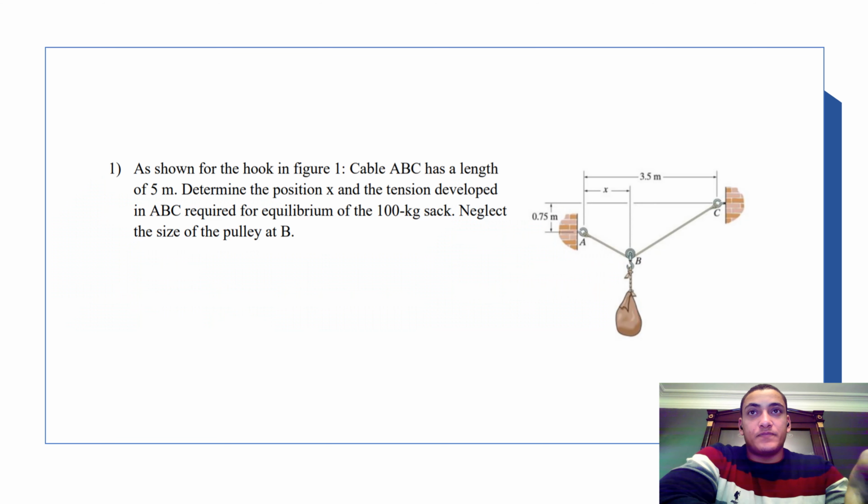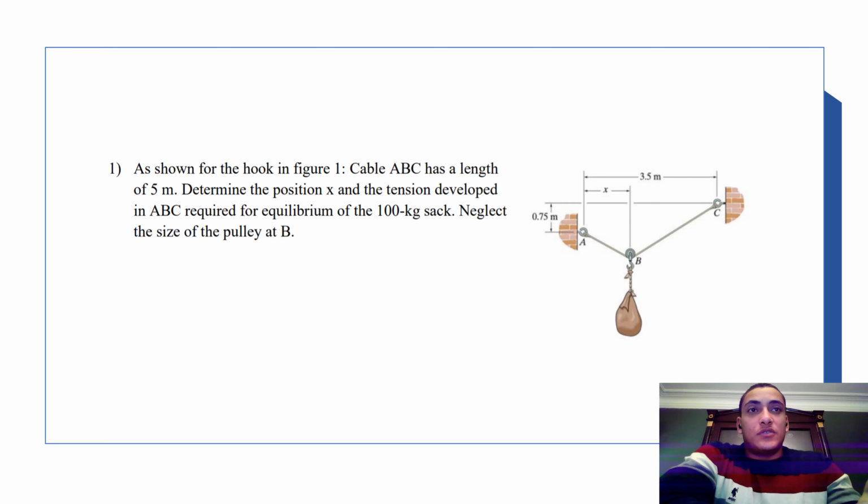So let's look into our examples. As shown for the hook in figure 1, cable ABC has a length of 5 meters. Determine the position x and the tension developed in ABC required for equilibrium for the 100 kilogram sack. Neglect the size of the pulley at B. So what is the first step? The first step is to find the actual force that is exerted from the sack, so we must multiply 100 by 9.81.